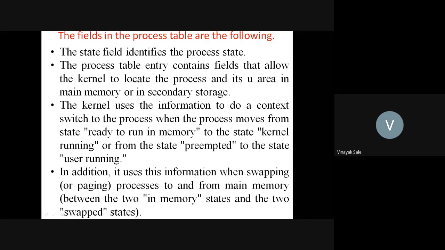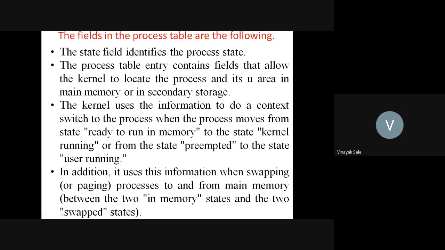The state field identifies the process state. The process table entry contains fields that allow the kernel to locate the process and its user area in main memory or secondary storage. So the kernel uses this information to do a context switch.